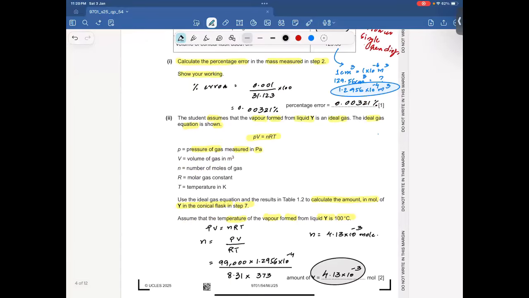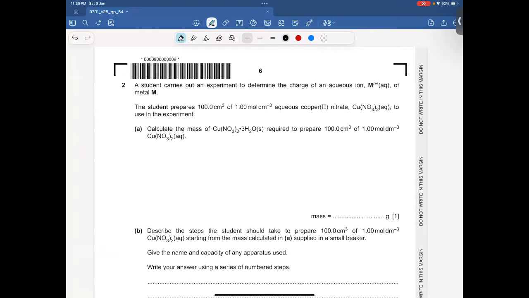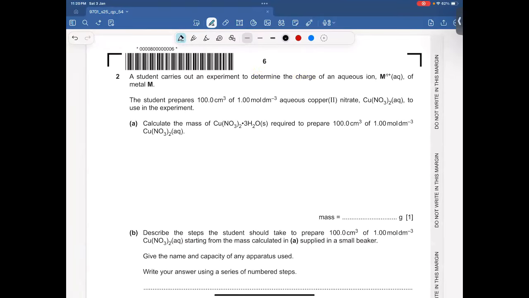Okay, next question. A student carries out an experiment to determine the charge of an aqueous ion Mn+ of metal M. Oh, we need to determine the charge. The student prepares 100 cm³ of 1 mol per dm³ copper nitrate for the experiment. Calculate the mass of hydrated copper nitrate required to prepare 100 cm³ of 1 mol per dm³ copper nitrate. Oh, that's easy.